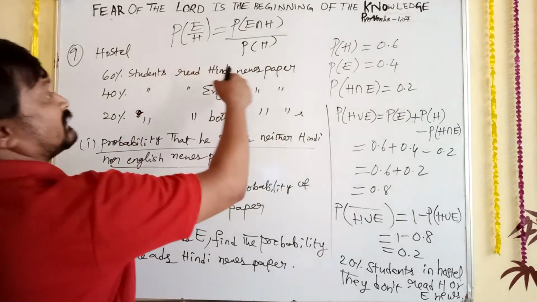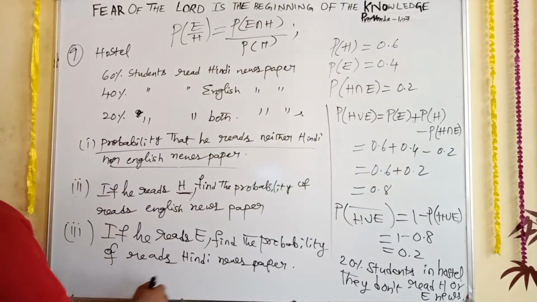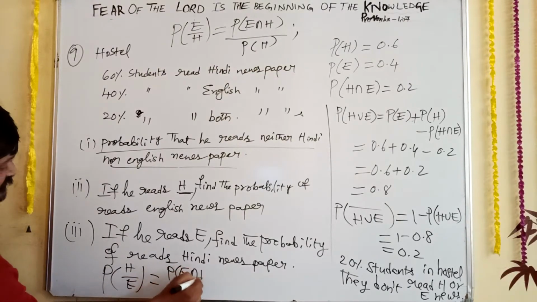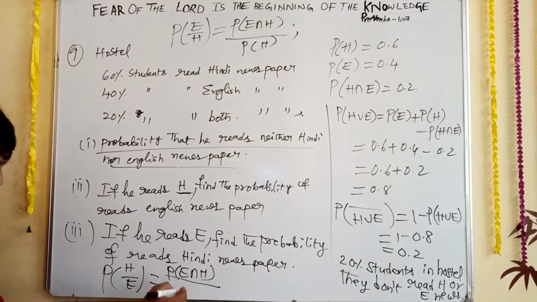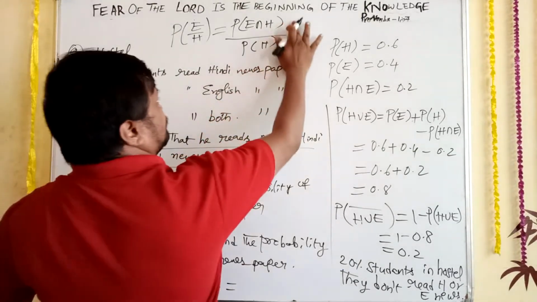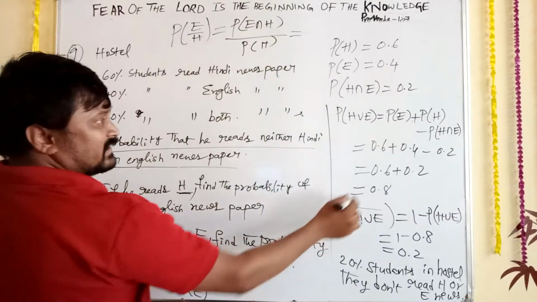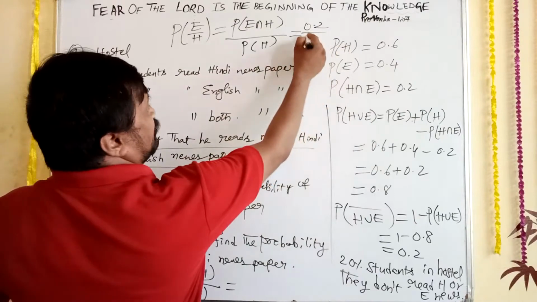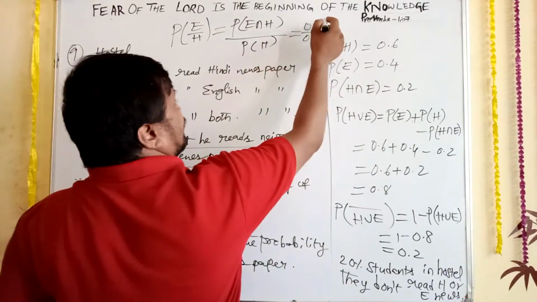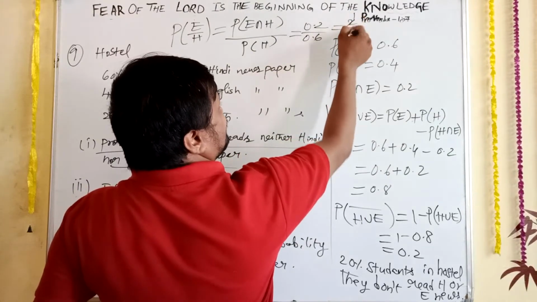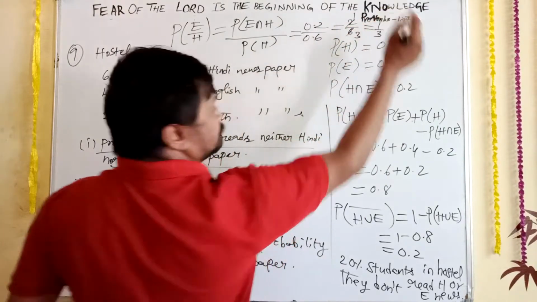So next one, same method. For the next question, P of H upon E is equal to P of E intersection H, or H intersection E, upon P of E. Just substitute and get your answers. E intersection H we already found as 0.2. P of H is nothing but 0.6. So then it is multiplied with the 10. You are going to get 2 upon 6, which is 1 upon 3.